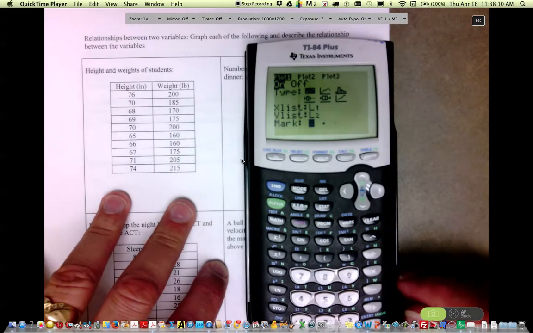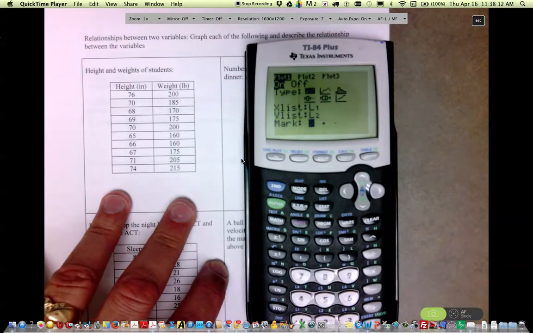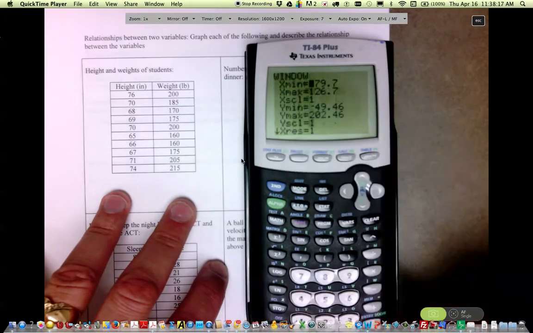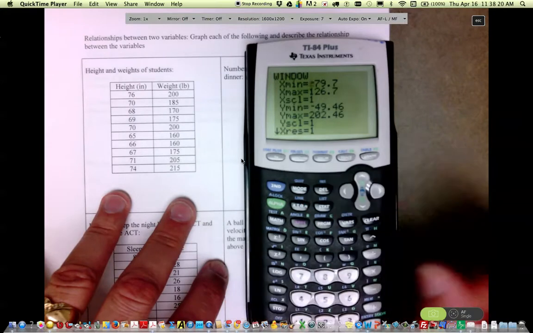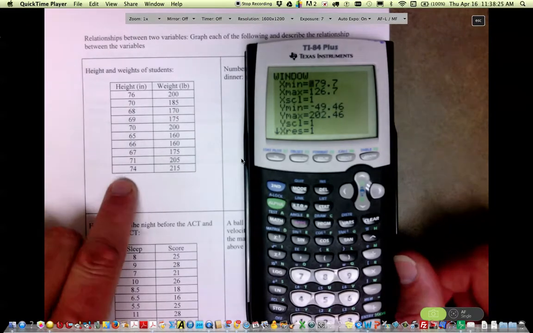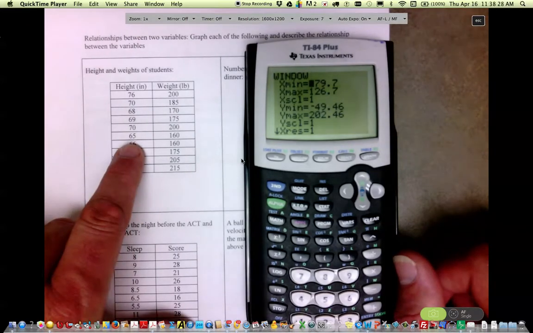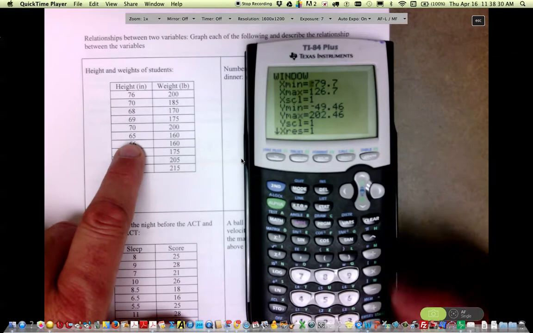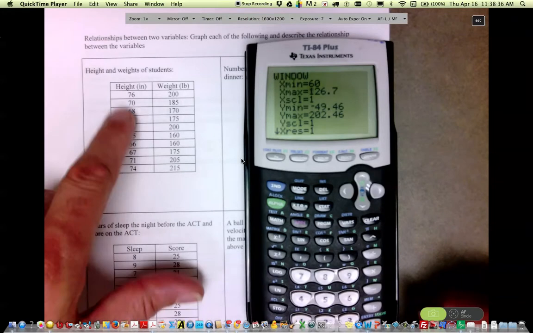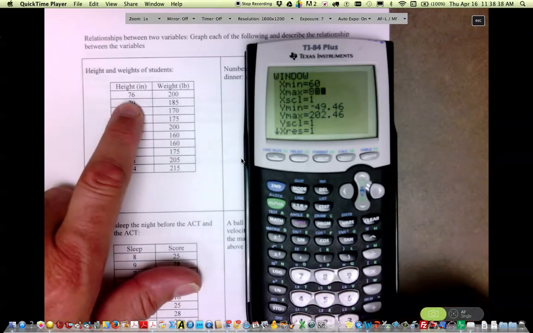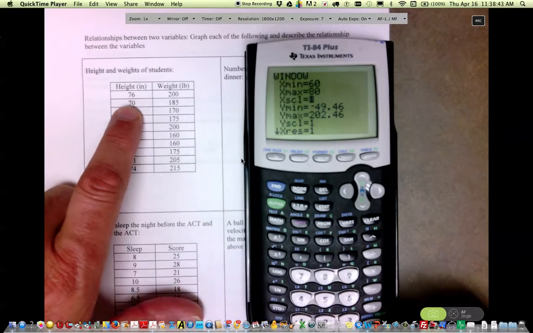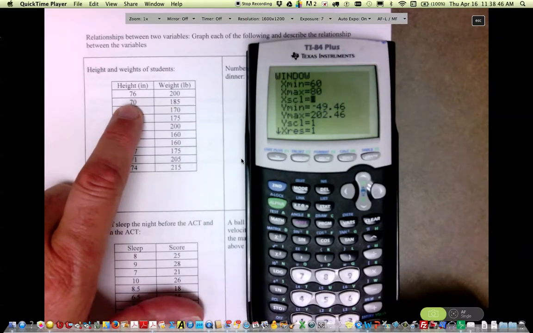Alright, now the next thing we need to do is set the window so that we've got a decent window to see this data. Alright, and so if I go to Window, it's the second button underneath the screen, and I think about, we're going to have along the x-axis all these heights. Alright, my shortest kid looks like is about 65 inches, so I think I probably want to start this at about maybe 60. My tallest kid is 76 inches tall, so maybe I want to go up to about 80. The x scale doesn't make any difference in this picture. All it's going to do is put tick marks along the x-axis, so I can just leave that at 1.